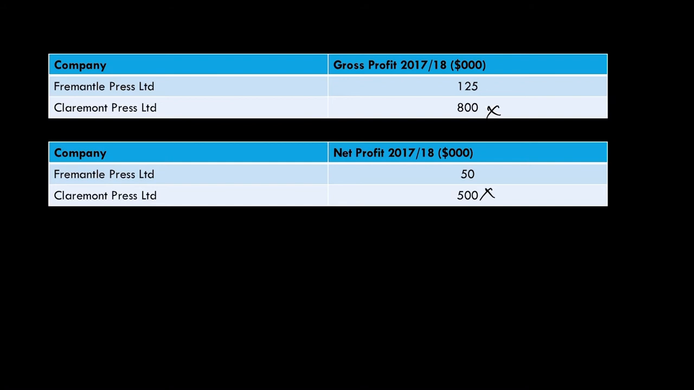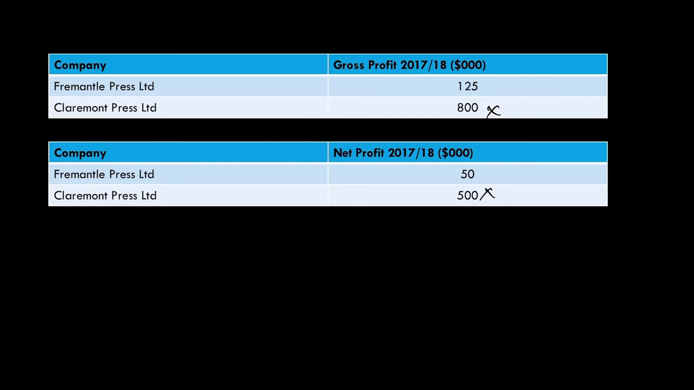But we can't really make an accurate statement about the profitabilities of these companies yet. Is Claremont Press more successful than Fremantle Press? Are the managers of Fremantle Press less effective? Would they make good investments for future shareholders? Indeed, if you were an investor, which company would you want to invest in? The answer to all these questions is the same thing. We can't actually tell from the information given. The only correct statement that can be made is that one company has made a profit 10 times greater than the other, certainly in terms of the net figures there.